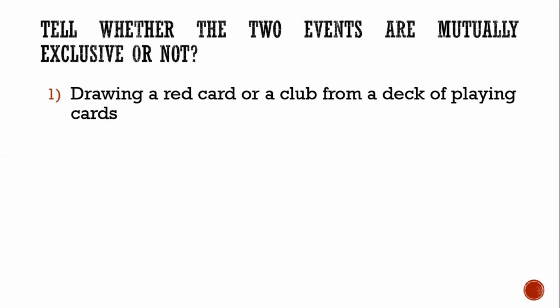So let's tell whether the two events are mutually exclusive or not. In the example, we have drawing a red card or a club from a deck of playing cards. Is this mutually exclusive? Can you get a red card when it is a club? No, it cannot happen at the same time. Therefore, this is mutually exclusive.